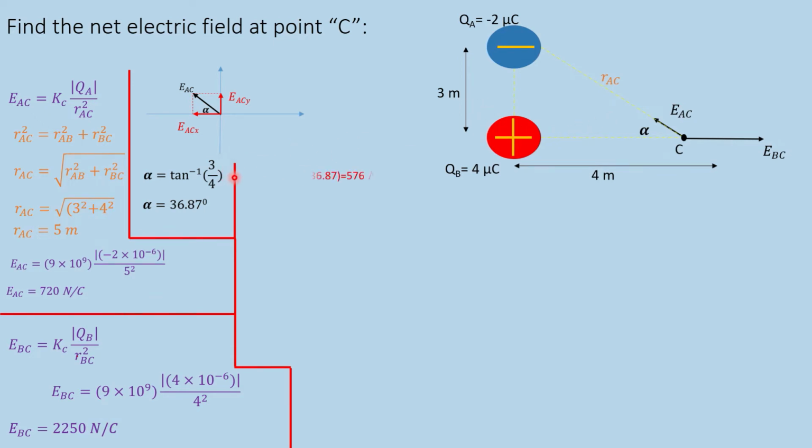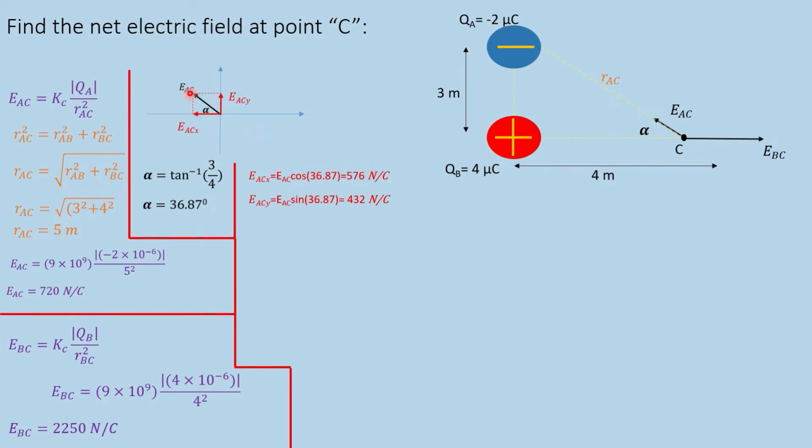Now, we calculate EACX and EACY. How do we choose? If you take this triangle, in this triangle, this is angle alpha. Its adjacent is EACX. The adjacent always relates to the cosine function. So EACX is equal to EAC cosine alpha.